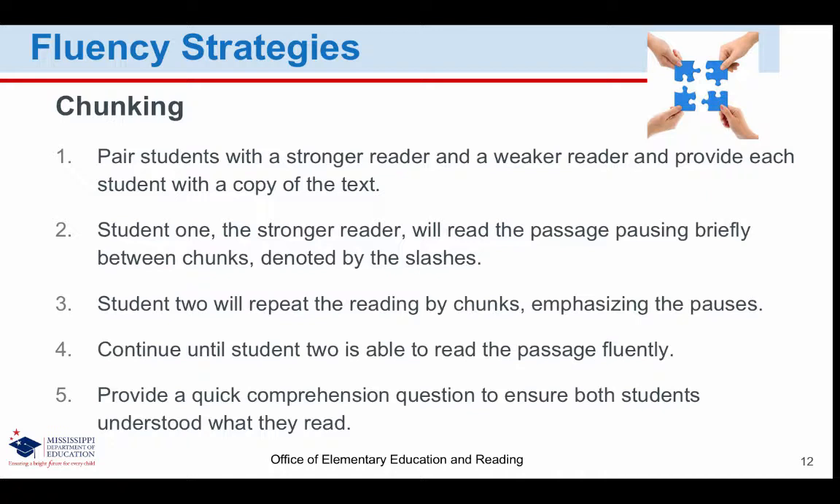Chunking. Pair students with a stronger reader and a weaker reader and provide each student with a copy of the text. Student 1, the stronger reader, will read the passage, pausing briefly between chunks denoted by the slashes. Student 2 will repeat the reading by chunks, emphasizing the pauses. Continue until Student 2 is able to read the passage fluently. Provide a quick comprehension question to ensure both students understood what they read.